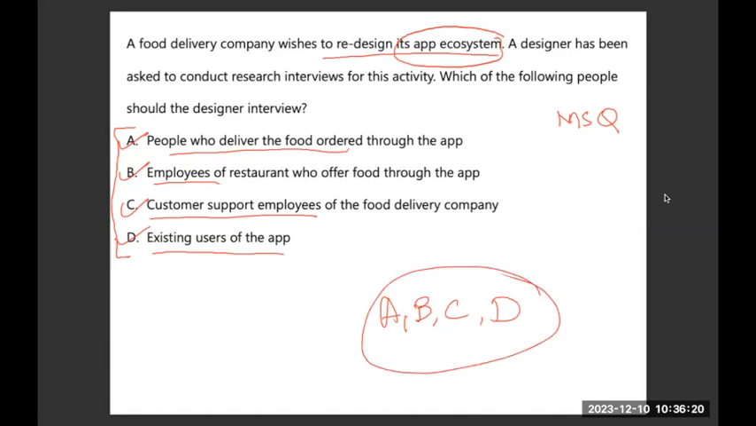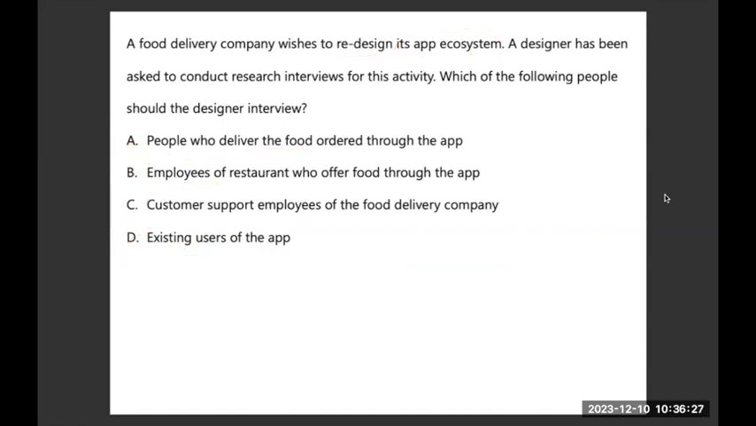Any doubts, any questions in this? Okay, we'll move to the next one.